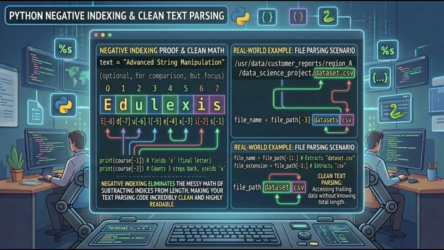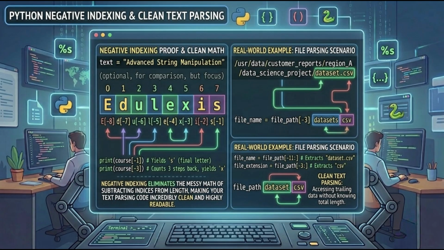Let's prove this in code. I will write print(course[-1]). Running this yields s, the final letter of Edulexis. Next, let's write print(course[-3]). Counting 3 steps back from the end gives us x. Negative indexing eliminates the messy math of subtracting indices from the string's length, making your text parsing code incredibly clean and highly readable.